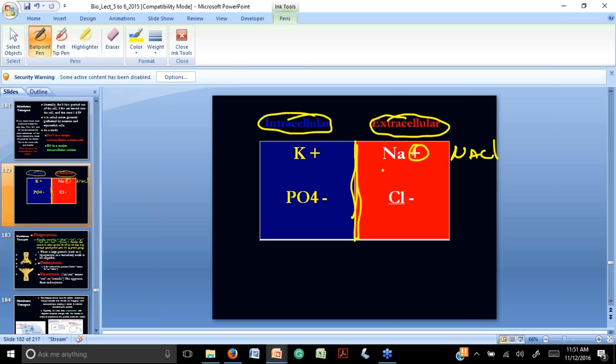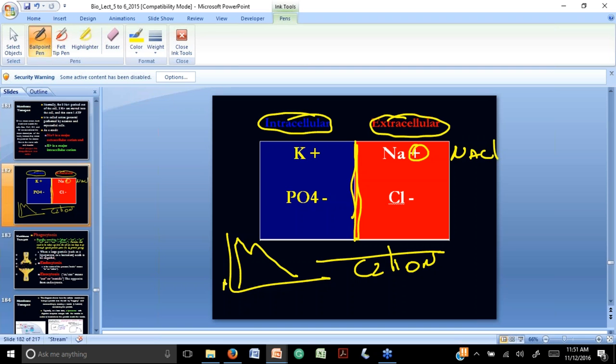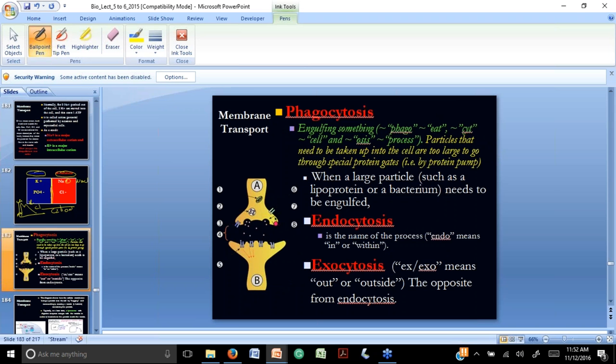Sodium is a cation. Remember, cation. And the anion is chloride. Easy to remember, nothing complicated. And inside we have the potassium and the phosphate. Remember the chart that we were mentioning: sodium, calcium, potassium, chloride. That is what we call the depolarization, the repolarization. I'm talking about this because we already talked about that, so I want to put everything together so you can apply all your information.